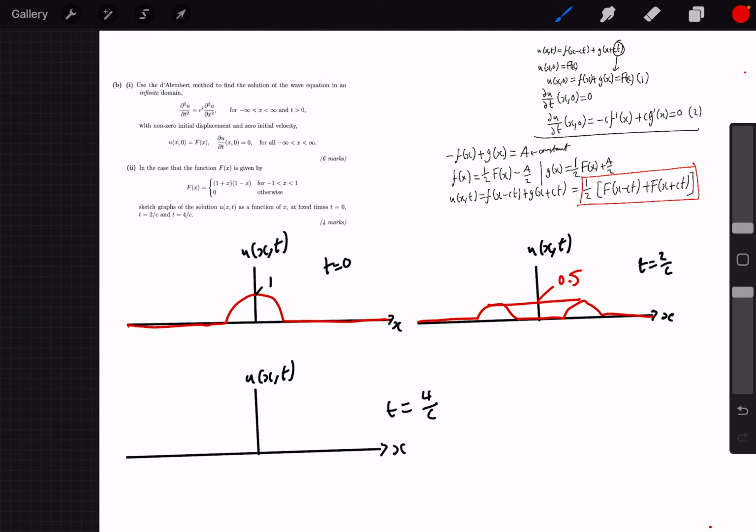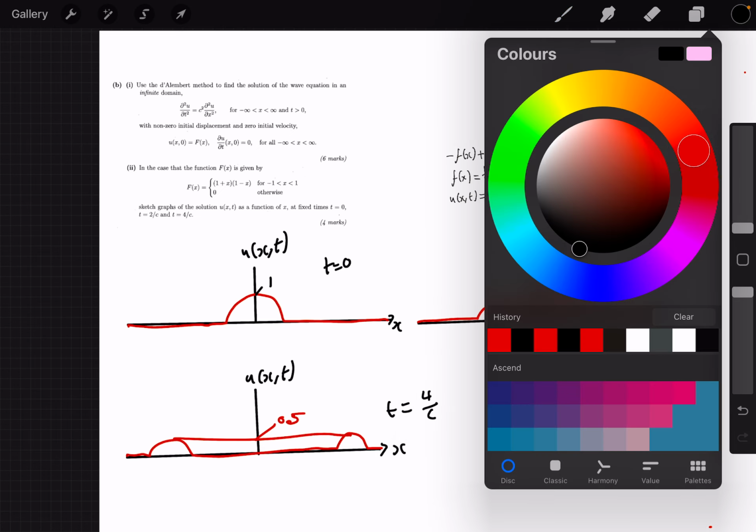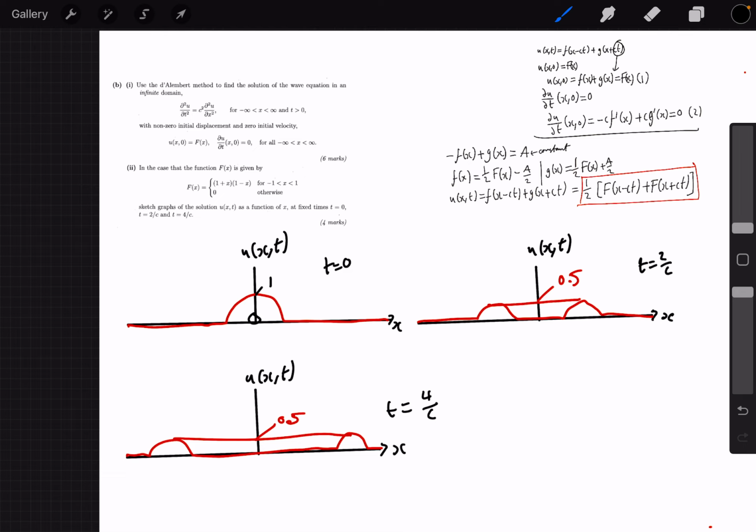And then when t equals 4 over c, we essentially do the same, but the 2 lumps become further away, but they still stay at 0.5. So it's like this. And then these are still 0.5. Oh, and I should also mention, just to make it clearer, this is 0. This is ct, and this is negative ct. And then this is negative ct. This is ct. Okay, so that is it.